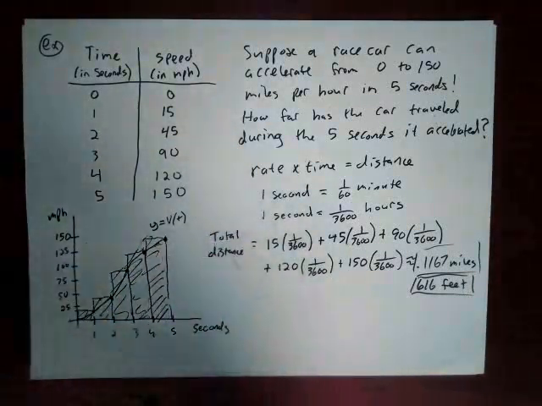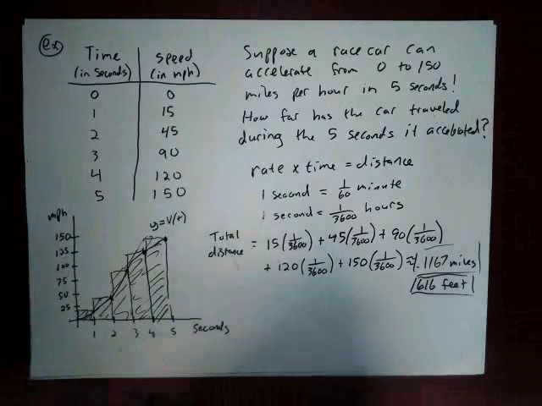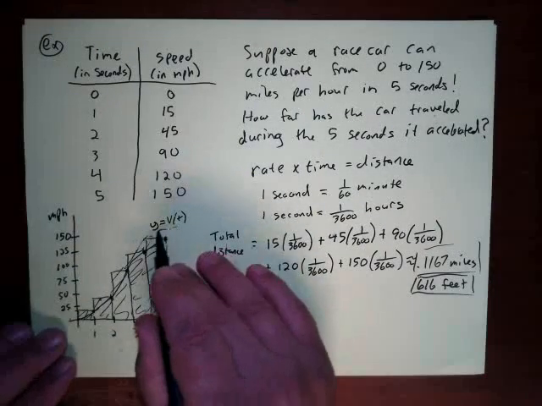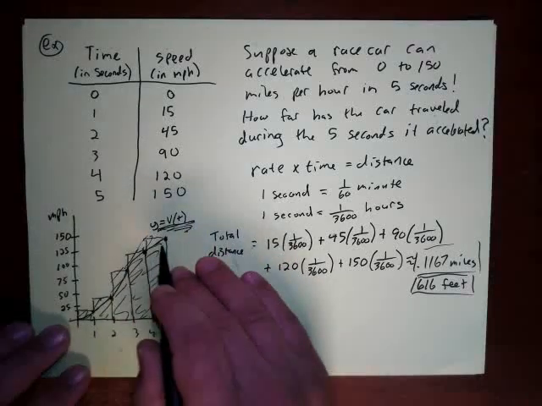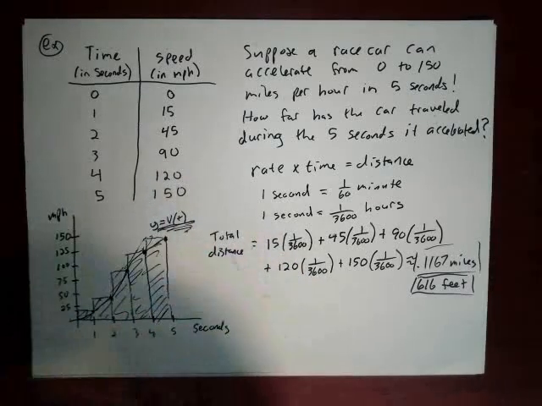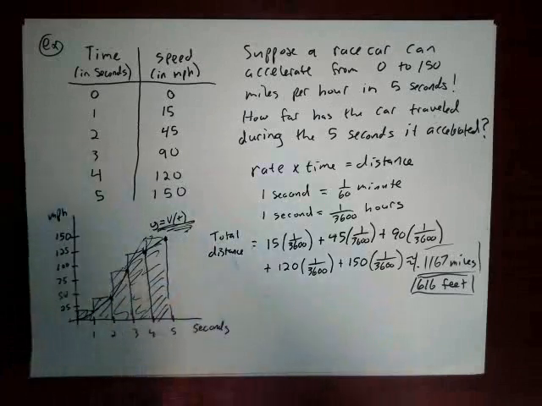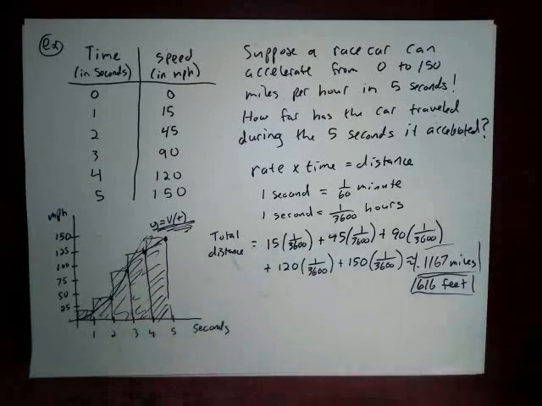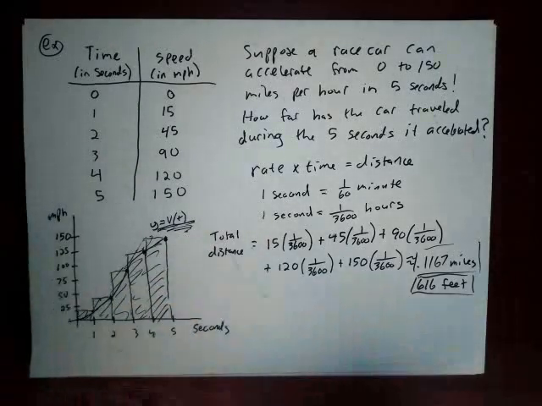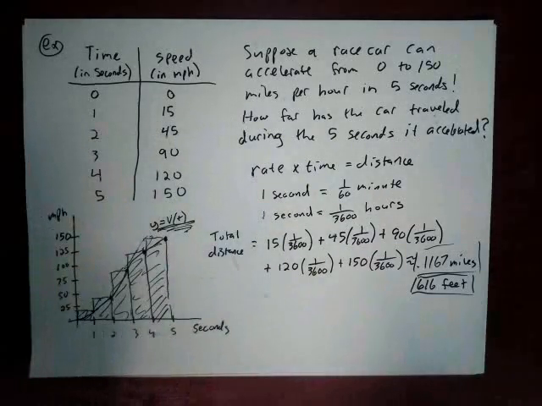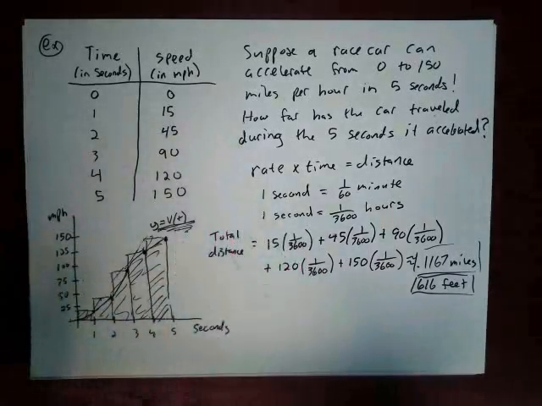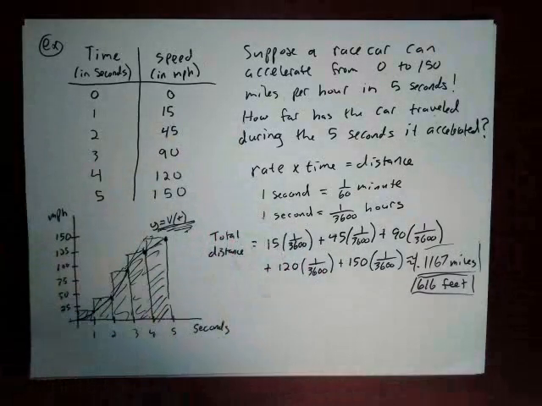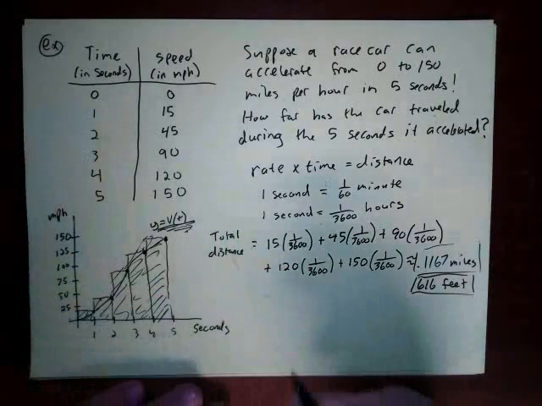Okay? So here we see something interesting, is that if you have a velocity graph, then the area underneath the velocity graph is equal to the total distance that the car, or whatever the object, has traveled during that time. So there's a relationship between the velocity, right, and the total distance that that car has traveled.